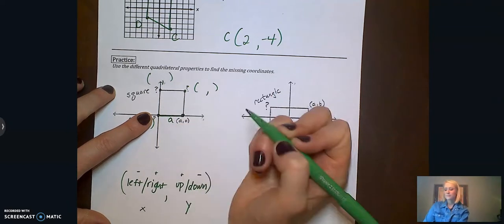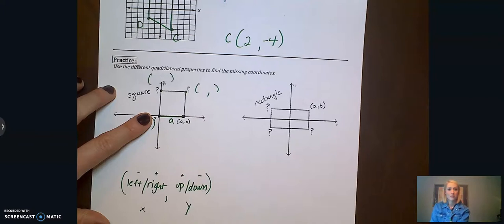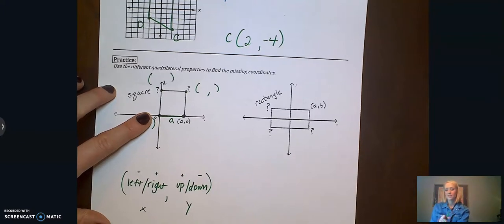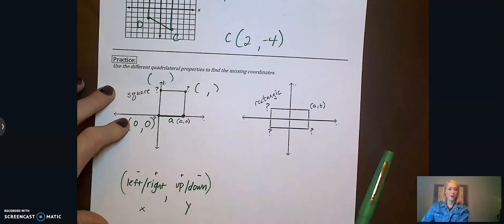Okay, I always notice every year, some people just like, oh yeah, okay, I get that. And some people are like, what? So if you're a what person, it's okay. We're gonna practice. Now the square part comes in.